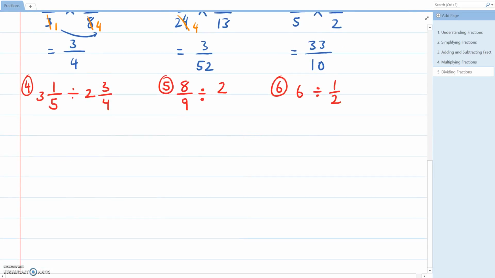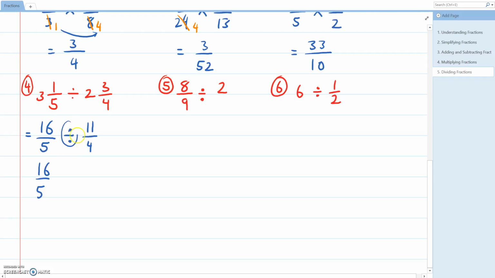Same principle as before, we need to change these to improper fractions. I'm going to skip a couple of steps here. So I'm going to do 3 times 5, number out the front times the denominator, which is 15, plus 1, which is our numerator, so that is 16 over 5. 2 times 4 is 8. 8 plus 3 is 11 over 4. And this is staying the same.